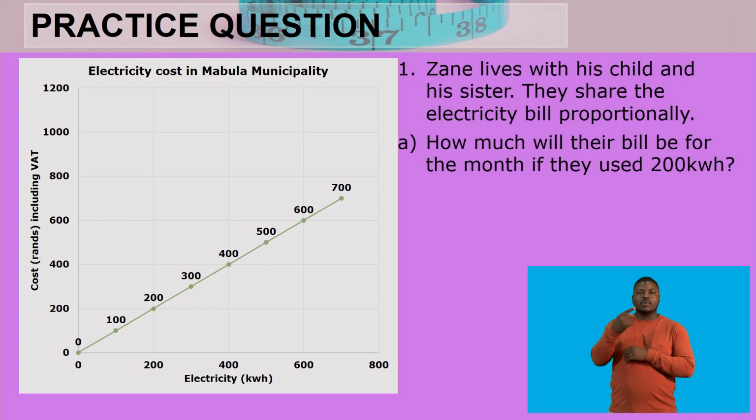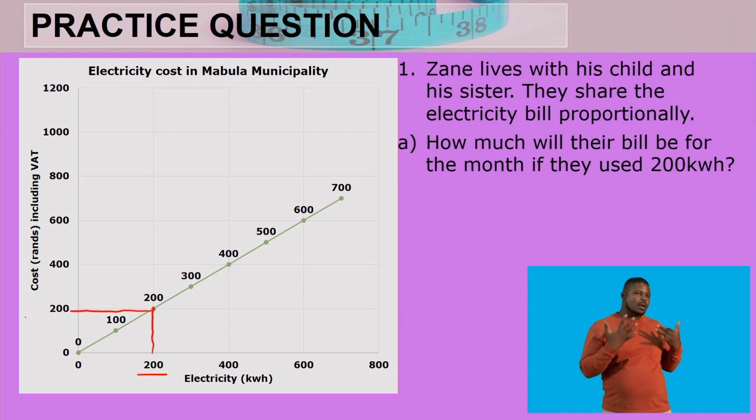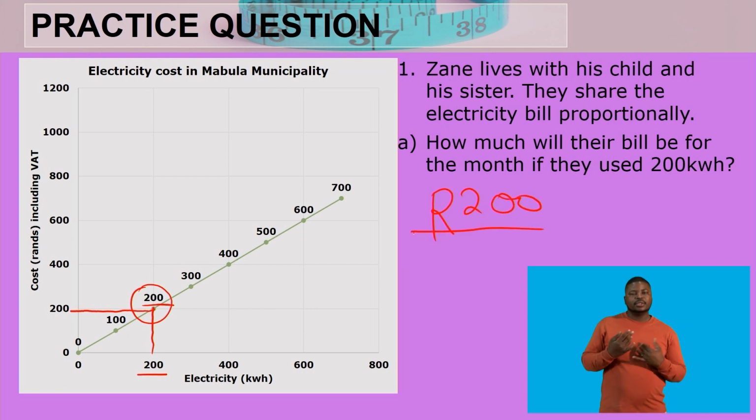So we check now on our graph. For 200 units used, how much is the bill? You can take your ruler, draw a straight line towards the line of the units and the amounts, then take it across to see where it aligns. It is exactly at 200. Luckily with this graph, they've given us the units used. So the amount will be 200 rand for using 200 units.